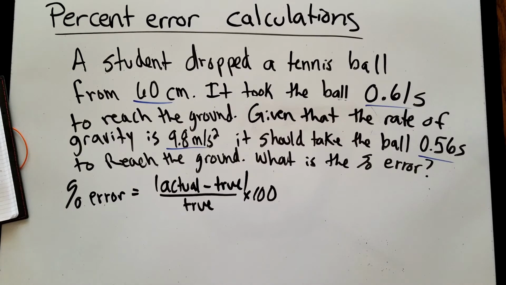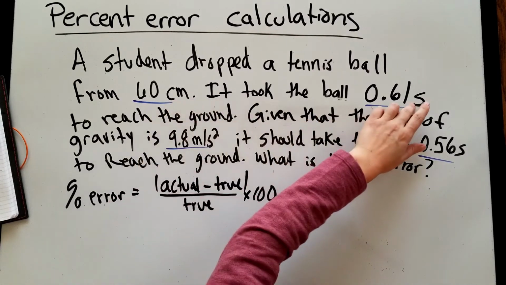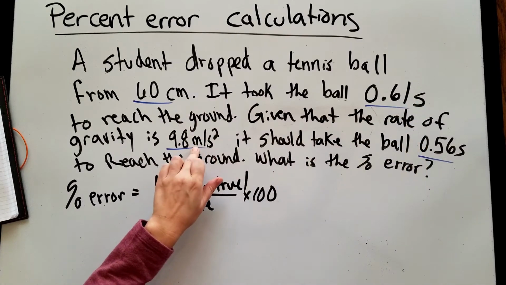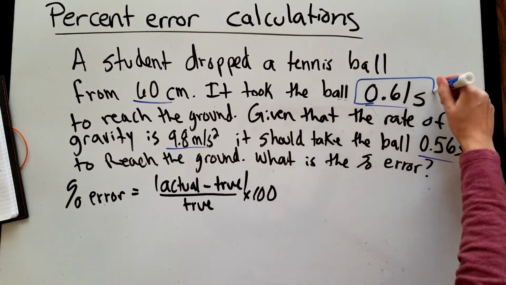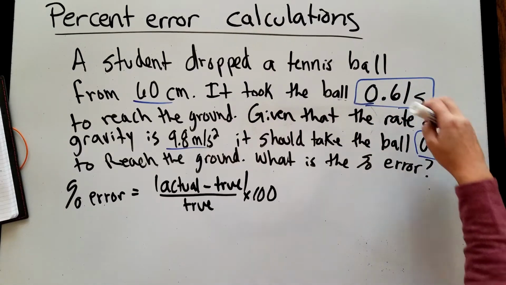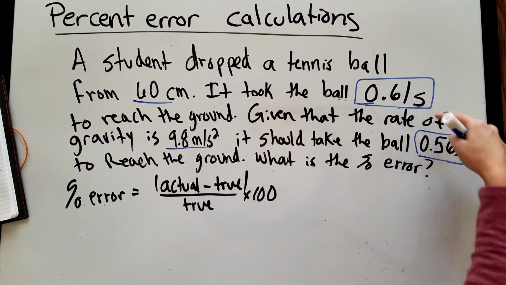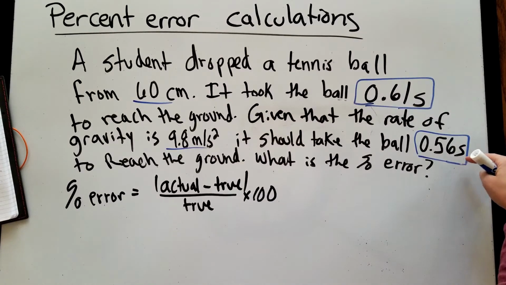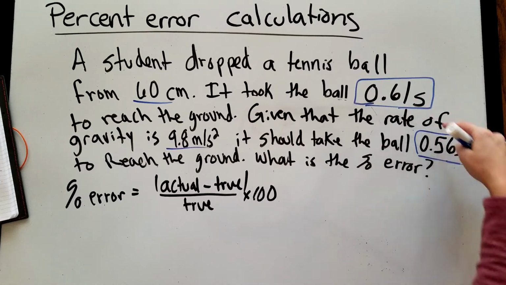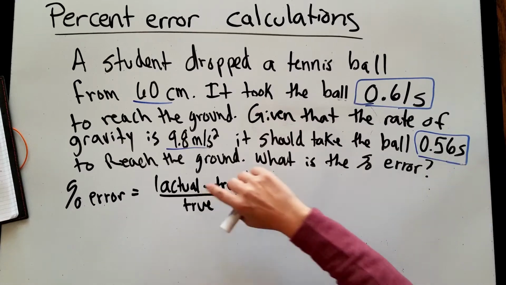Well, let's see. Using the units is probably going to be your best bet. So what I mean by that is we have centimeters, we have seconds, we have meters per second squared, and we have seconds again. So I'm going to go ahead and guess that these 2 numbers are going to be the 2 numbers that I'm going to plug in here because they have the same units, and we can only compare 2 numbers if they have the same units. So now I just need to figure out which one of these is my actual and which one of these is my true.